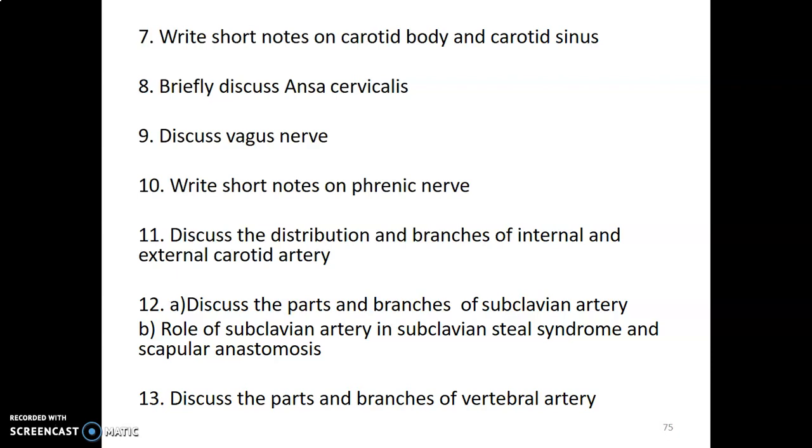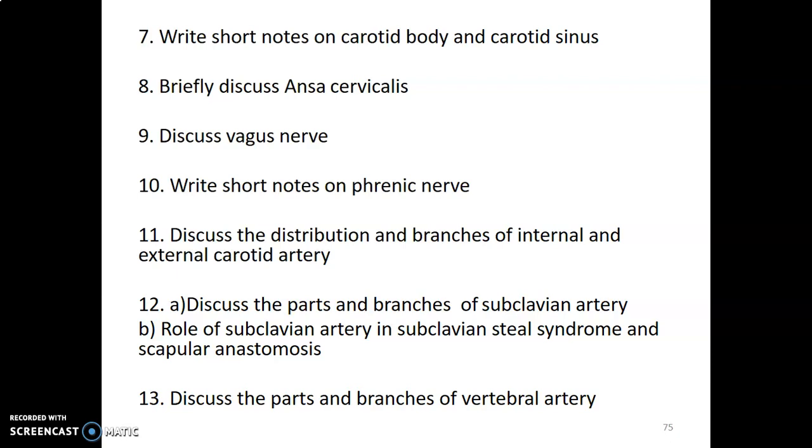Discuss the parts and branches of subclavian artery. We've discussed that. Now this subclavian steal syndrome and scapular anastomosis. So this is your assignment. What is subclavian steal syndrome? Remember, I can't teach everything and cover everything in the videos. The student also has to have some work to go and find out something. So what is subclavian steal syndrome? Okay. Scapular anastomosis. Which arteries participate in the scapular anastomosis and which ones come from the subclavian artery?